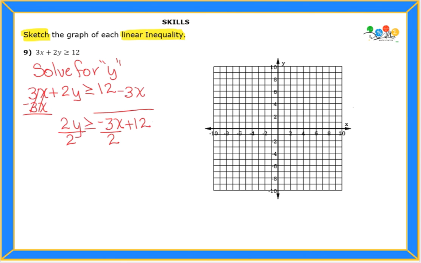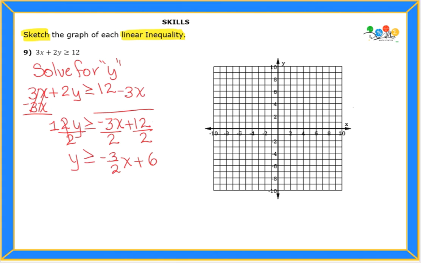Now, notice how when I divide by a positive 2, I divide each term on the right by positive 2. So 2 divided by 2 is 1, but we all know that we don't need to write the 1 in front of the y. So my answer will be y greater than or equals to negative 3 half x plus, what's 12 divided by 2? 6. Very good.